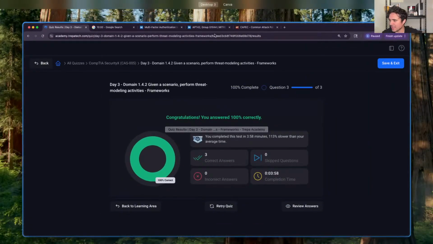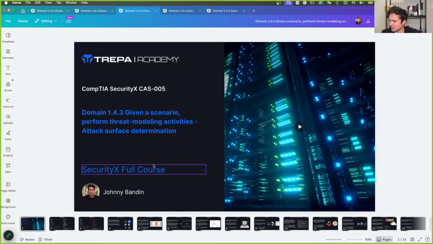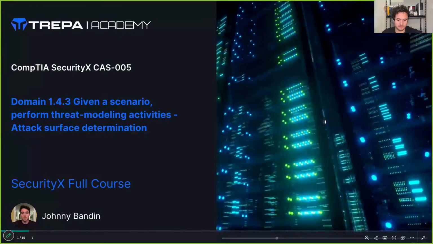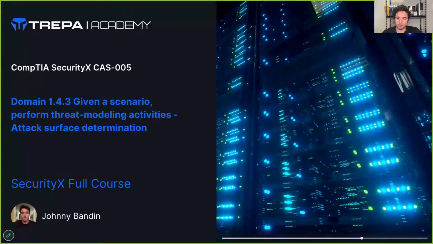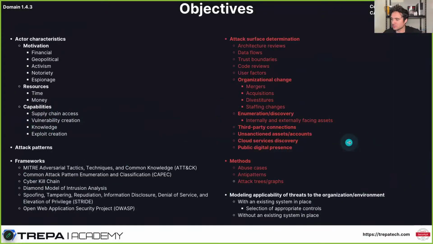Awesome, another 100%. Now let's move on to domain 1.4.3. Trying to finish up domain 1 before we go on lunch, right? Okay, domain 1.4.3. Given a scenario, perform threat modeling activities, and we're going to go over attack surface determination. So now I've kind of been talking about our attack surface. The whole point of threat modeling is to reduce our attack surface, and now we're going to figure out how to determine it, period.